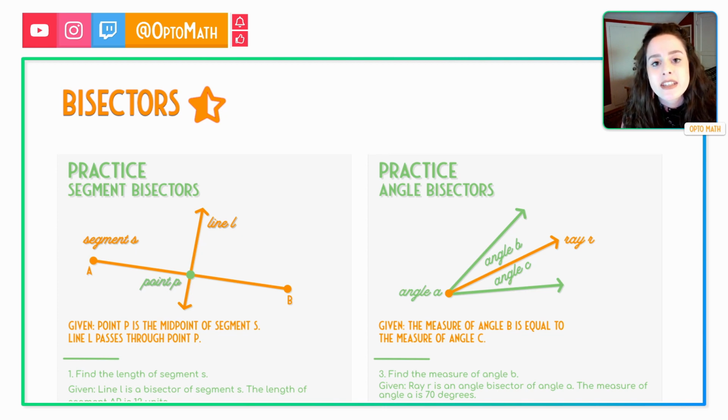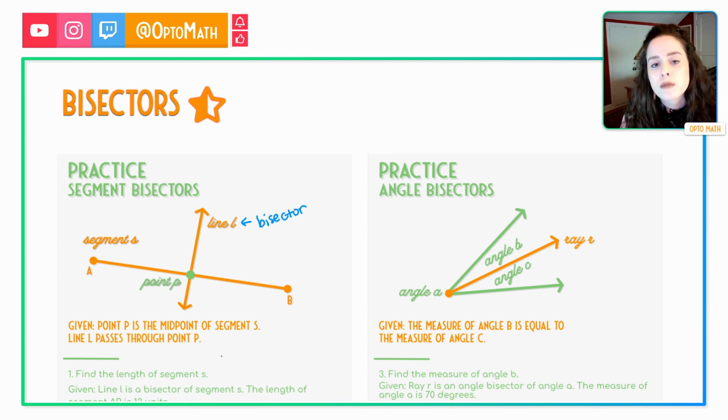So we are given an image for our practice with segment bisectors. Our image has some given information. Point P is the midpoint of segment S and line L passes through point P. So because of this, we know that line L is a bisector.